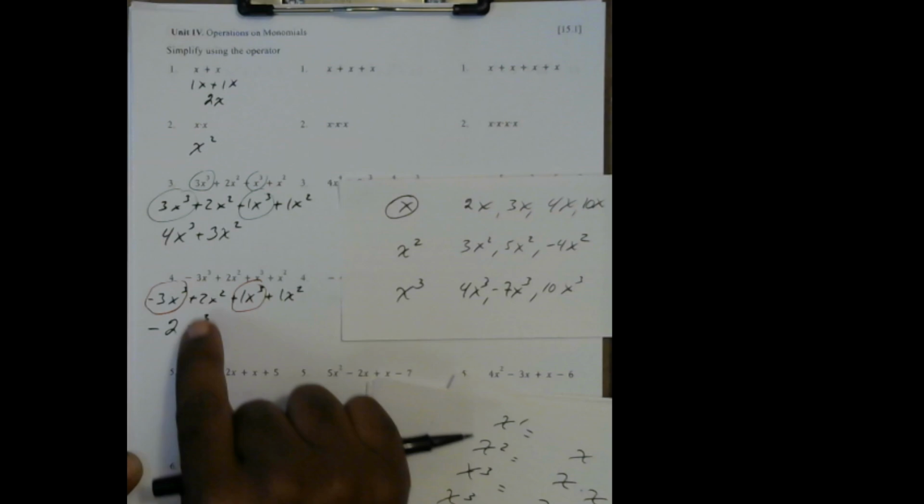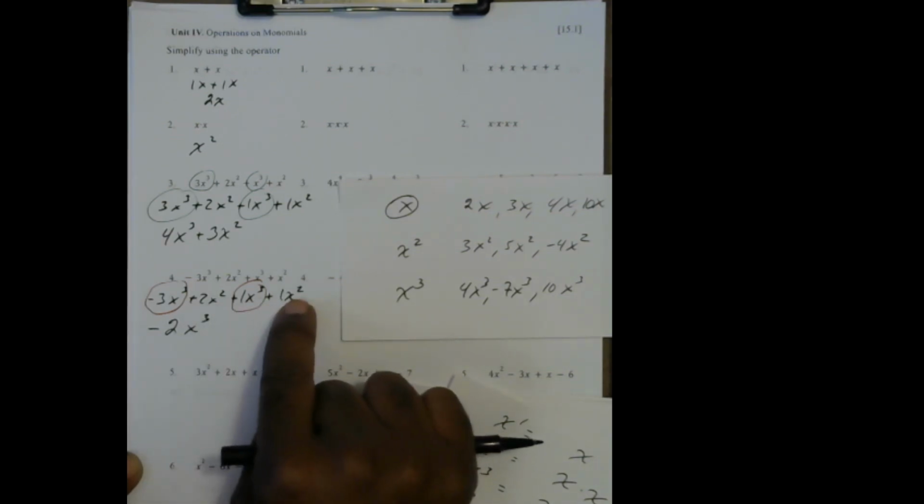Now, the x squares, we have a 2x squared here and a 1x squared. Those can be combined, but we have same signs, so they're going to add. So, same signs add, so we'll get a 3x squared. And the bigger sign wins, so it means that this is going to be a positive 3x squared. All the terms, like terms, have been combined. Let's go to the next one. Let's see if there's anything missing.